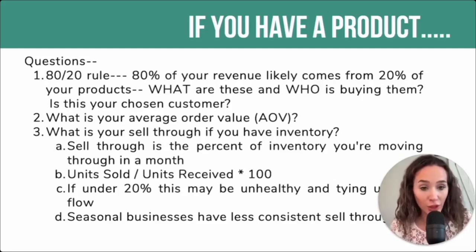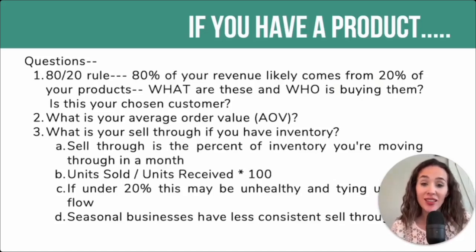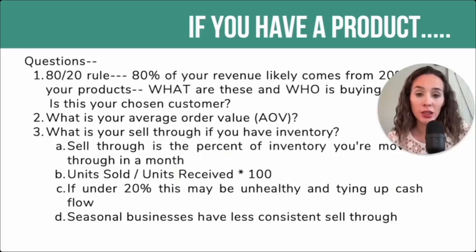So that's really good, right? But let's, on the other hand, say that you sell 5 units and you receive in 100 units. Still, that's not that great. That's a 5% sell-through. If your sell-through is under 20%, that might be a little bit unhealthy in tying up cash flow. It depends what the average cost per item is, but we want to be at least over 20% here.